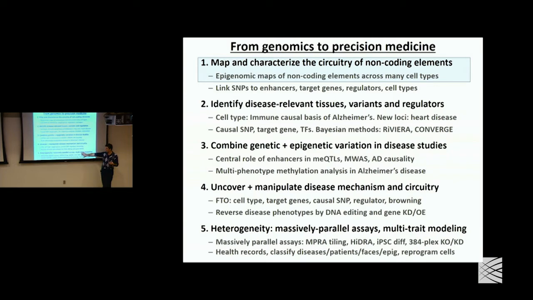So we've developed a lot of technologies for addressing that heterogeneity. We're looking at massively parallel reporter assays to basically disrupt tens of thousands of genetic elements at once. We're looking at modeling of electronic health records and multiple traits simultaneously to understand the classification of patients and how they ultimately teach us about disease classification and even the very definition of disease.